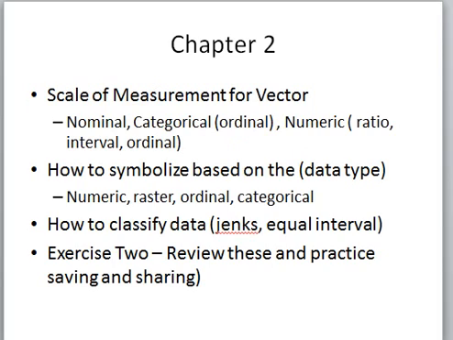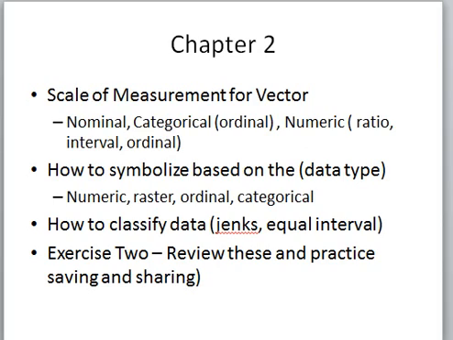In Chapter 2, she talks about scale of measurement. She also calls this data type. So sometimes data type means whether it's raster or vector. Sometimes data type means the scale of the measurement. So you really have to look at the question to know what she's talking about.